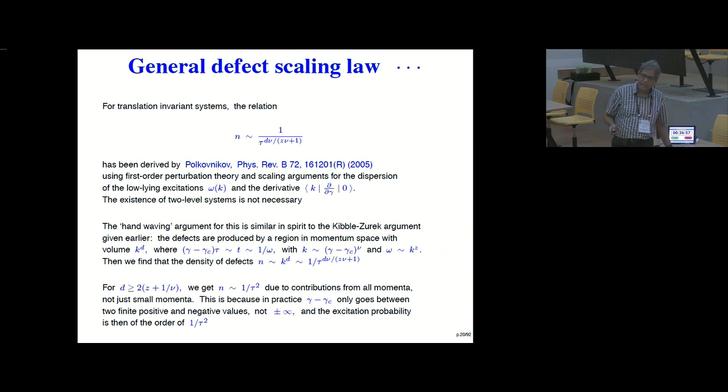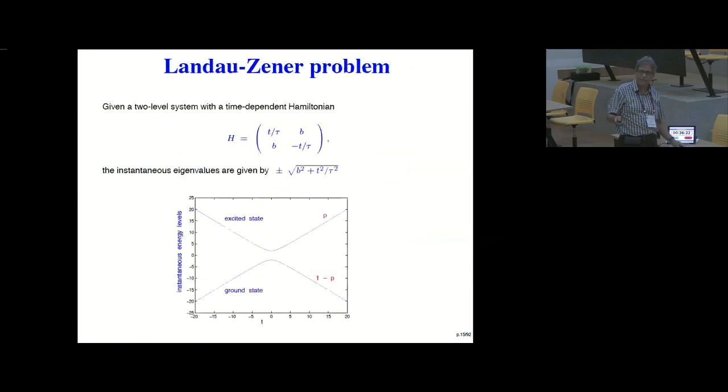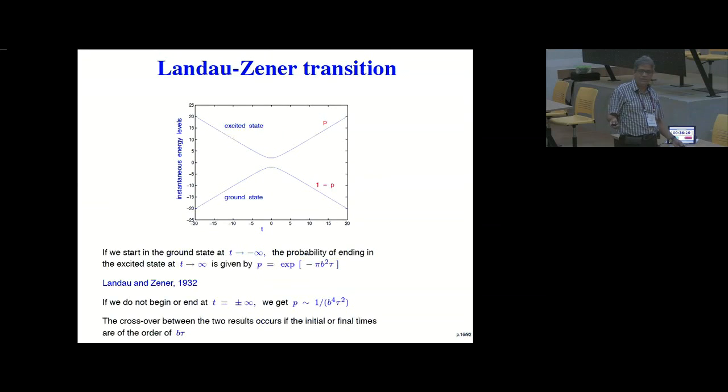However, it breaks down if the dimensionality is too large. Okay, this was also pointed out in this paper by Polkovnikov. If d is more than this, then you actually get contributions to defect density from all momenta. So remember here that only certain momenta, which are the ones which are becoming almost gapless, contribute to the defect density. But if d is more than this, you find that all momenta contribute, not just small momenta. And this has to do with what I told you about the Landau-Zener problem earlier, that if you don't go from minus to plus infinity, you don't get this exponential formula, you get this power law formula.